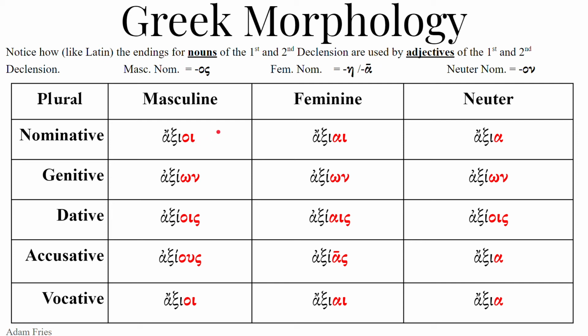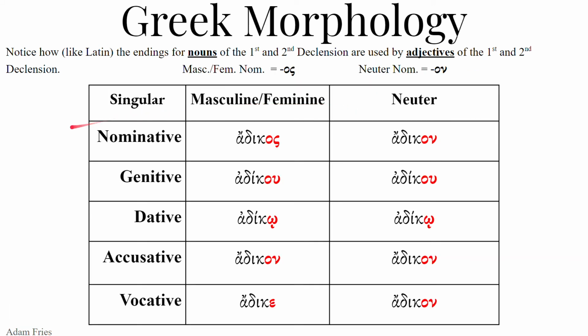All right, so agathos, e, on, that is a three termination, first and second declension with eta for the feminine. Axios, a, on, that is a three termination, first and second declension with a long alpha for its feminine because its stem ends in a vowel. Let's look at a two termination.